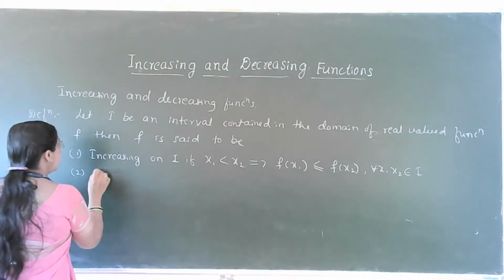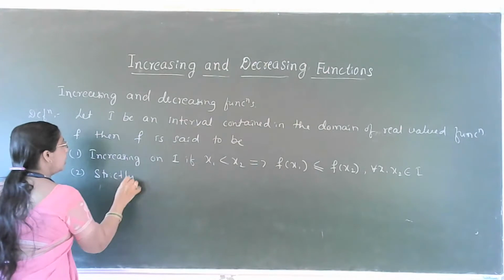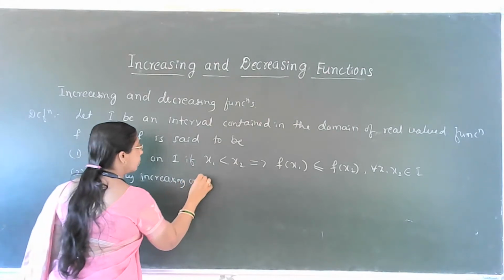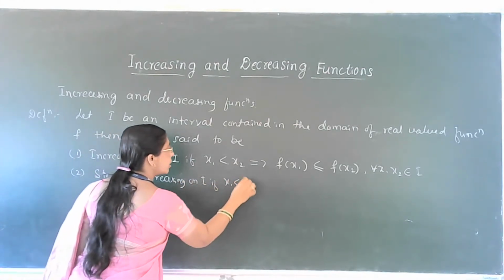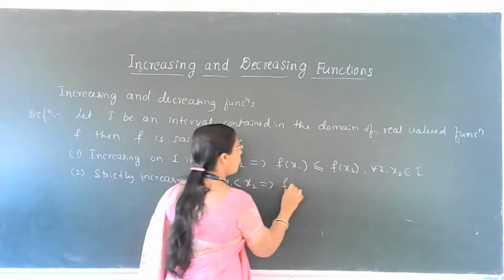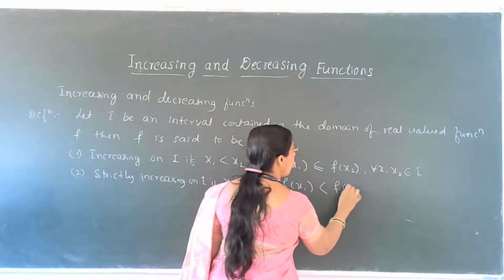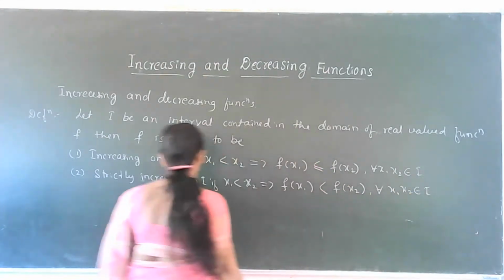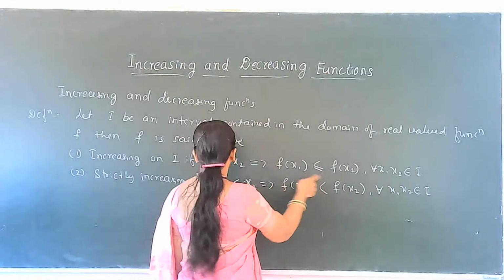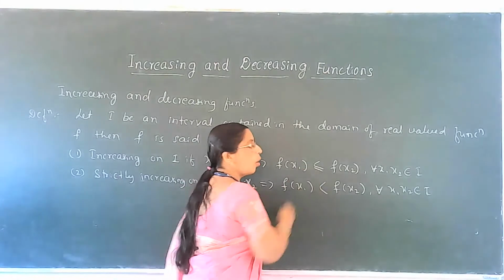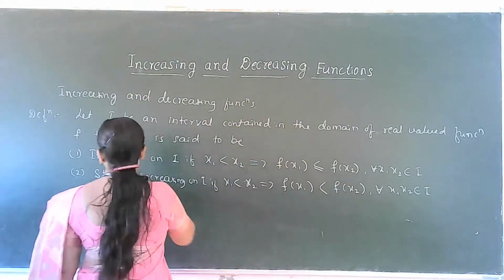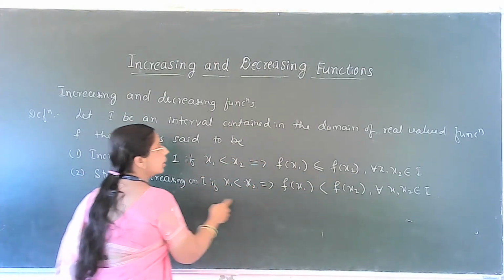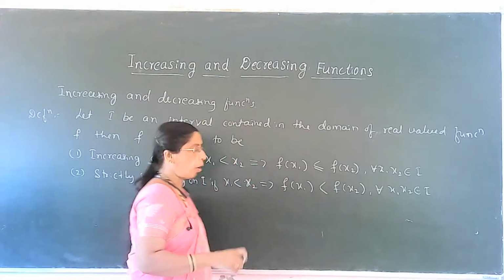Then second, strictly increasing. f is strictly increasing on I if x1 is less than x2 implies f of x1 is less than f of x2, for all x1, x2 belonging to I. Here, for only increasing it is less than or equal to f of x2, but for strictly increasing, f of x1 is less than f of x2.